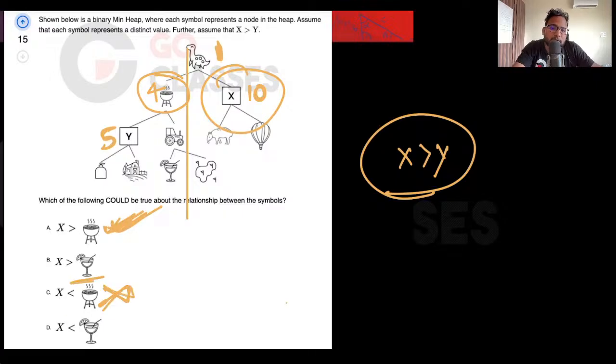What about this? Can x be greater or lesser than this? Okay, let's just check. Let's suppose this is 4, this is 5. Can this be 11 or something? Yeah, it can be greater than x, right?